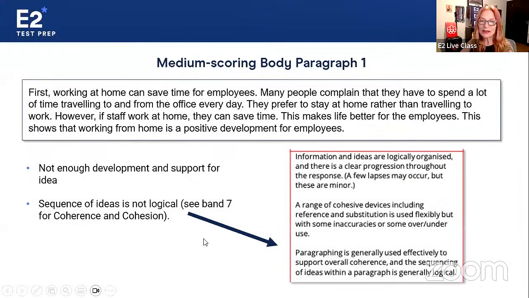So the sequence of ideas is not logical. So it goes like this: save time. Many people complain they spend time. They prefer to stay home rather than traveling to work. Staff at home, they save time. And it's also repetitive, isn't it? Excellent, Inara. No technology is not mentioned here.